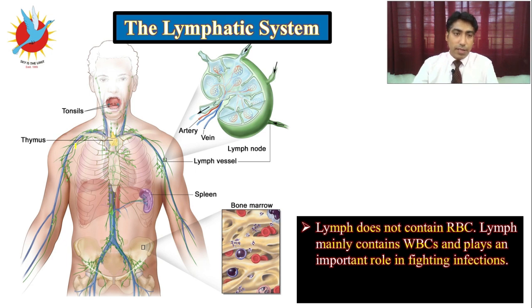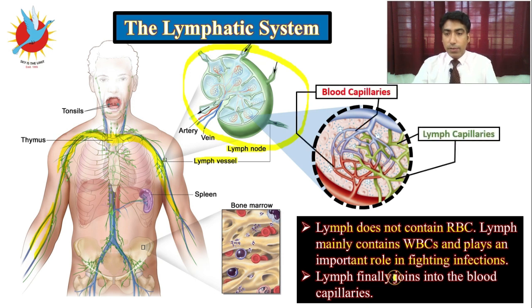Here you can see the diagram representing the lymphatic system. These are the blood vessels, but these are the lymph vessels that spread throughout the body. At some points these lymph vessels become nodular, so that particular area is known as a lymph node. So this is the internal structure of a lymph node. As you can see, lymph finally joins into the blood capillaries.